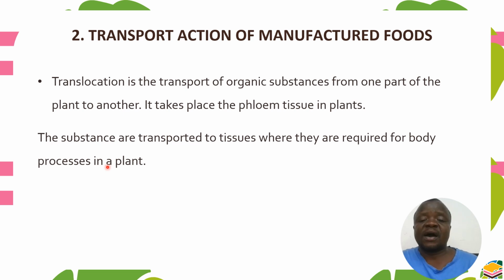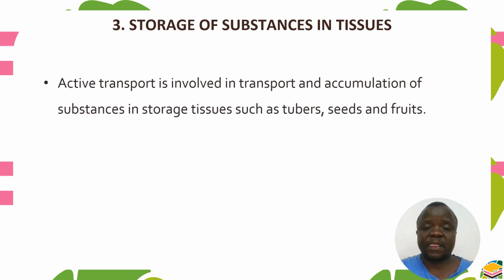The substances are transported to tissues where they are required for body processes in the plant, for example, respiration. The glucose is required for the process of respiration to generate energy, which is very much needed in active transport and other processes.